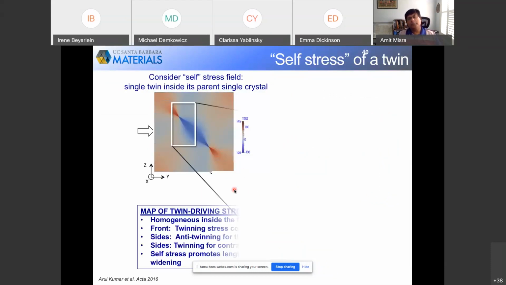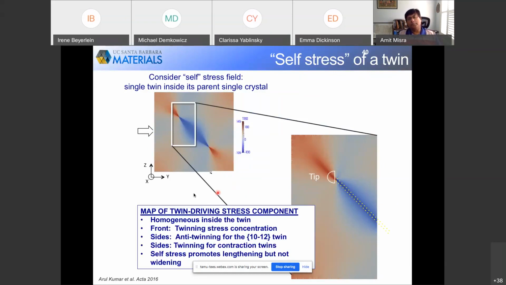So with that, this gives you the idea of largely what I had said earlier: twins propagate just by moving from their twin tips, and they promote lengthening, but not so much widening.